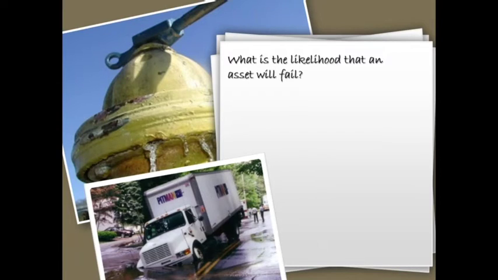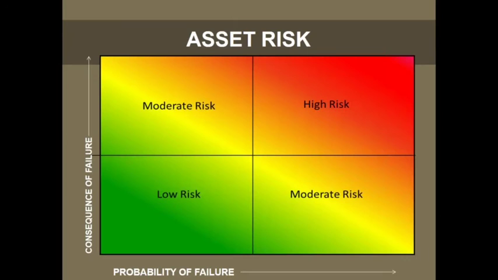What is the likelihood that any individual asset will fail? So what is the likelihood that the fire hydrant will not flow water, or the valve will not turn, or the pipe will break, or the tank will leak? What's the likelihood that any of those particular events will happen? And what's the consequence if they do? So will it happen, and if it does, is it a bad thing?